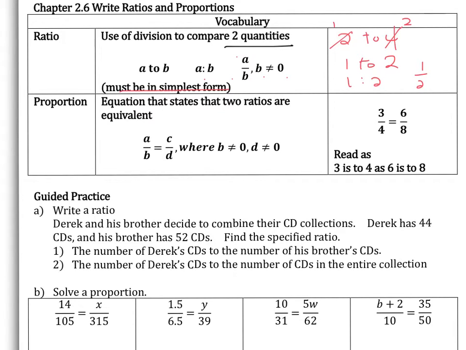Proportion is an equation that states that two ratios are equivalent. A over B equals C over D. So here we have a numerical example. This is read as 3 is to 4, as 6 is to 8. Some of you are more familiar with this format. That's totally fine.